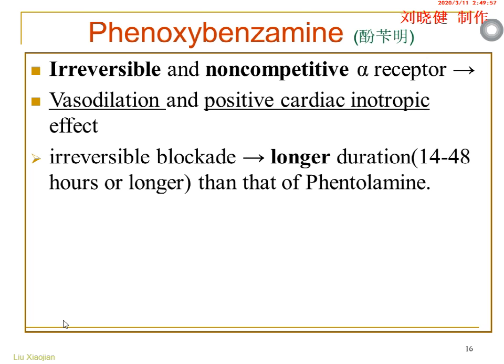Phenoxybenzamine. This drug differs from phentolamine. Phentolamine, just now, is a competitive alpha-1 receptor antagonist. But phenoxybenzamine is an irreversible and non-competitive alpha receptor blocker. It also induces vasodilation and a positive cardiac inotropic effect. This result is similar to that of phentolamine. But because of irreversible blockade on alpha-1 receptor, it has a relatively longer duration than that of phentolamine.